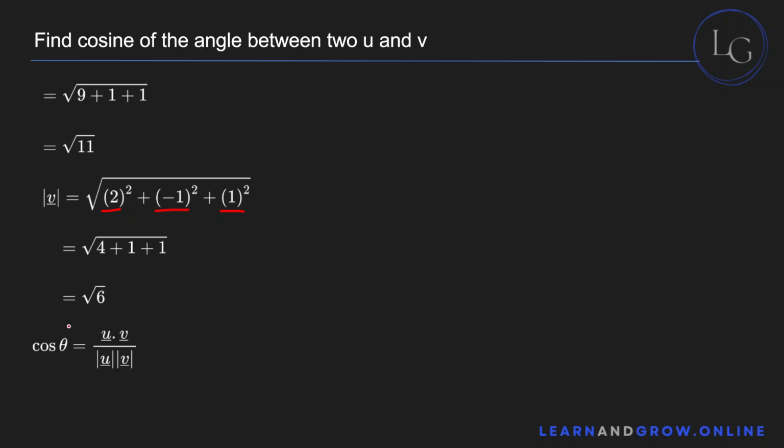Now you can find cosine of theta, which is equal to u dot v, which we found, and also we found the magnitude of u, and we also found the magnitude of v. So that gives you 4 divided by root 6 into root 11. And once you take the cosine inverse of this whole term, you can find theta, right?